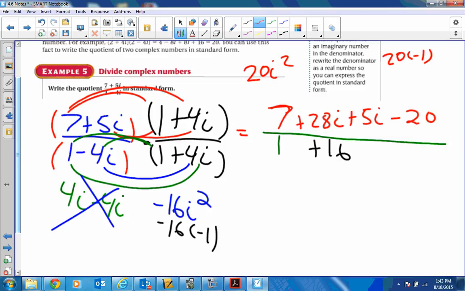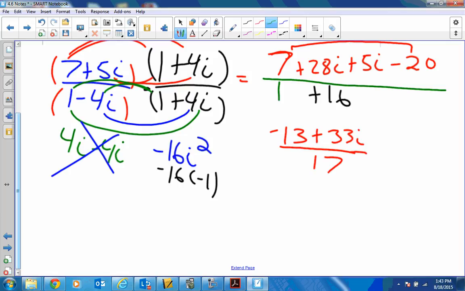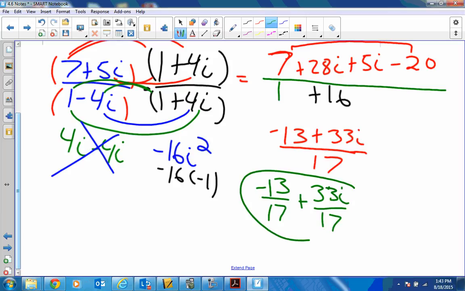So if we simplify this, we have 7 and negative 20, which is negative 13. 28i plus 5i is 33i, over 1 plus 16, which is 17. You can leave it like this, or you can split it apart where you divide each part by 17 and write it as negative 13 over 17 plus 33i over 17. Either way works. Doesn't matter what you want to do.